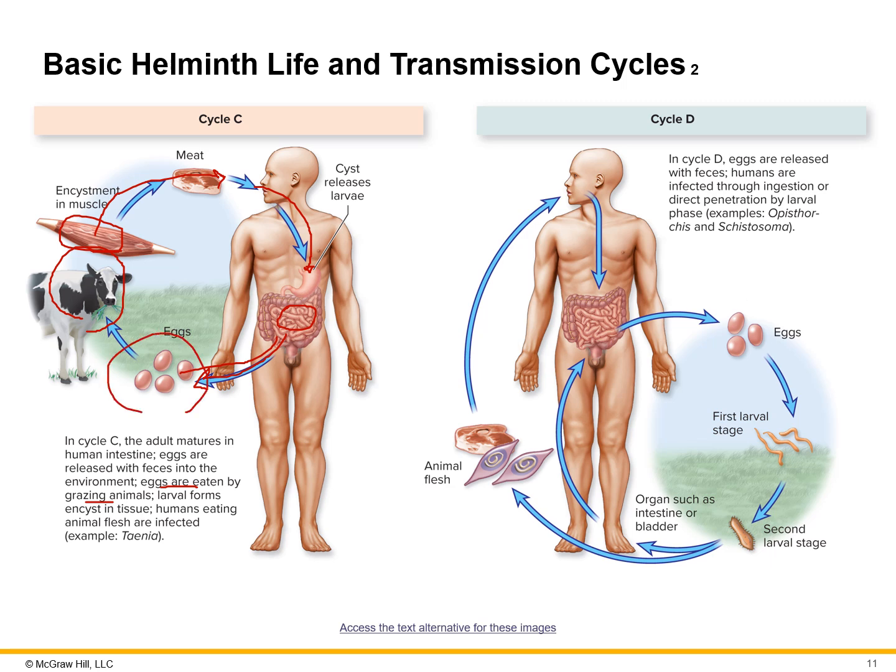And then finally with D, we have a couple options here. One is similar: eggs are released, and we have development outside in the environment of a larval stage. But then what can happen is either those larvae can directly penetrate, so they can go right through the flesh, or they can become ingested by other organisms.